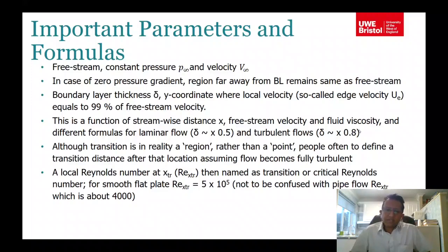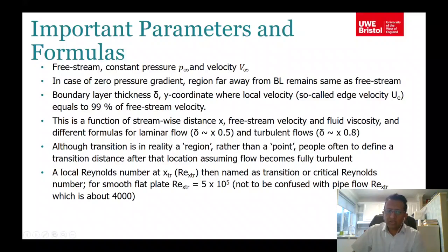Even though the transition region is a region, not a point, normally for calculation purposes we ignore the transition region, and you consider it to move from the laminar region to the turbulent region at some point. So we'll take it as a point even though it's a region.